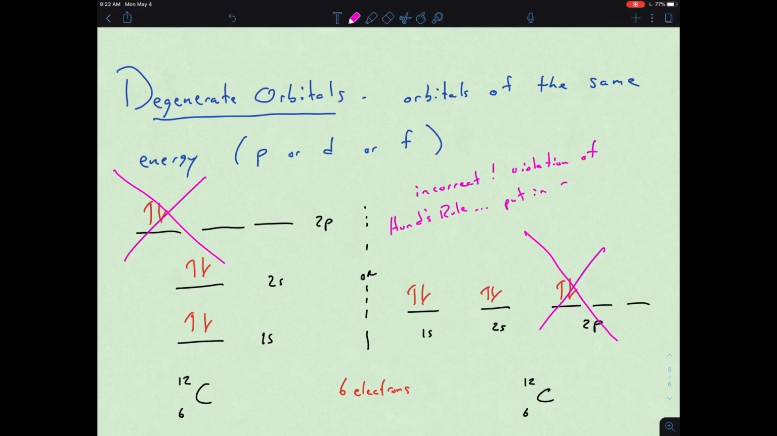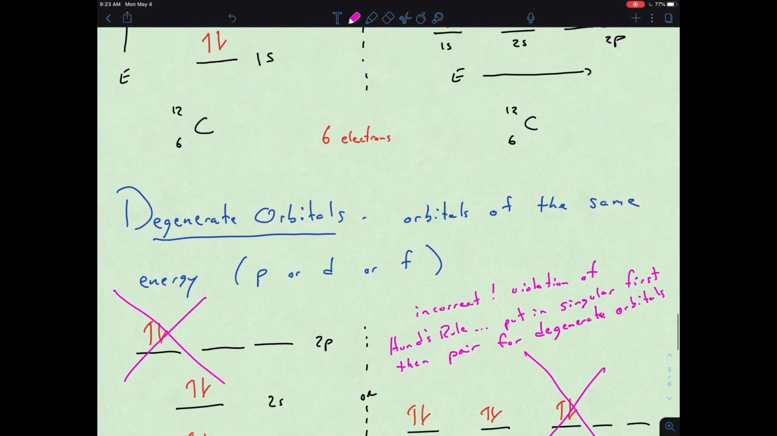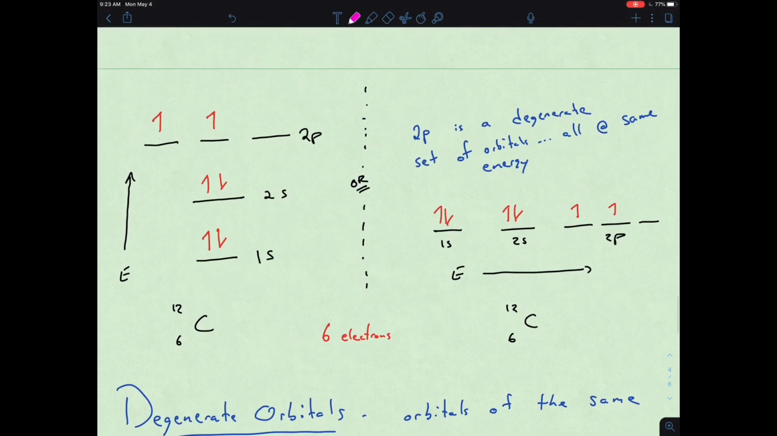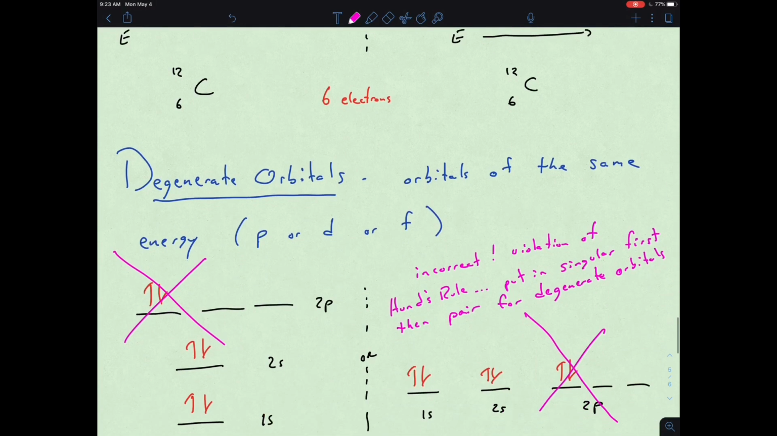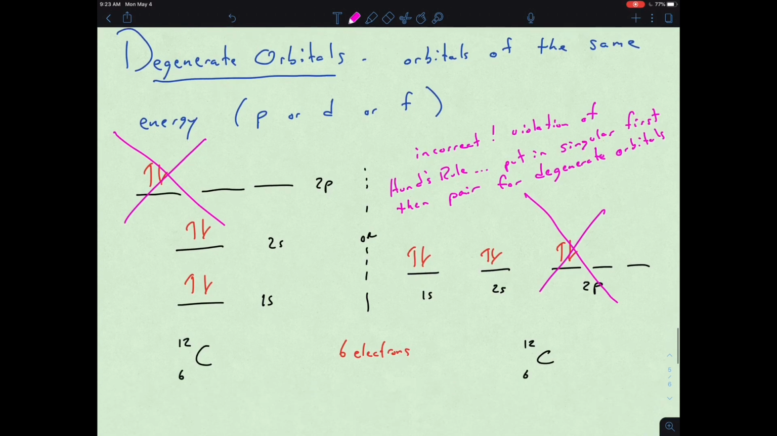Put in singular first, then pair for degenerate orbitals. So that's the incorrect version, and then as we see above, that's the way we would want to do it, not pairing yet until the 2p is half full. So this is incorrect.